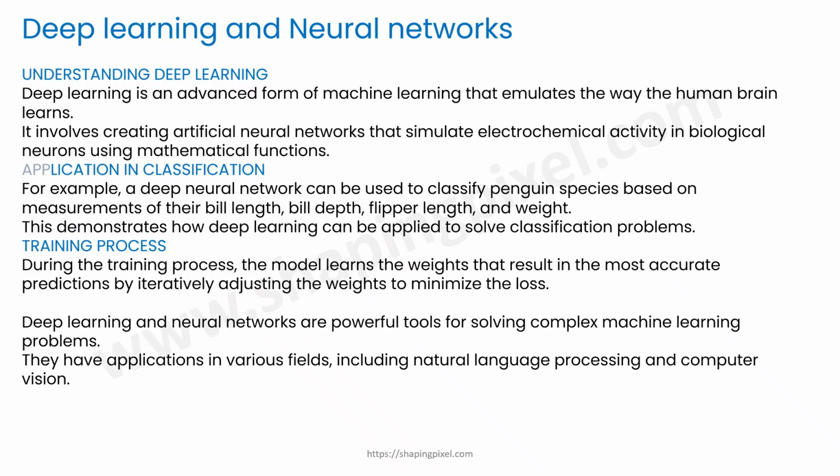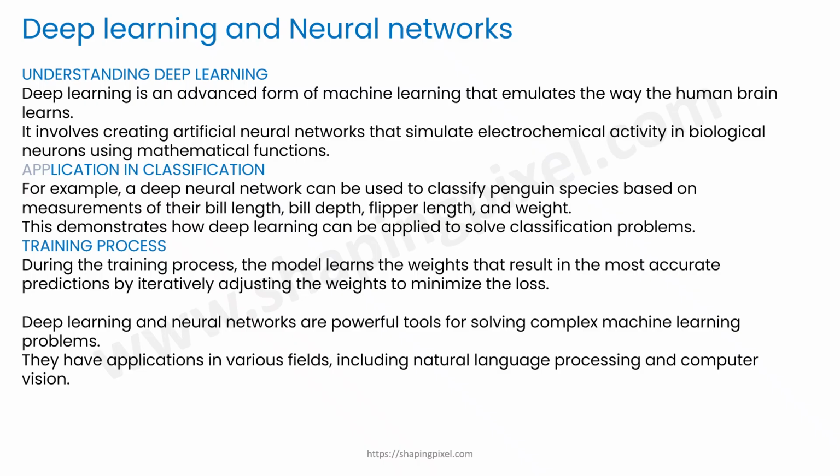Let's dive in and explore the fascinating world of deep neural networks, DNNs. Deep learning is an advanced form of machine learning that emulates the way the human brain learns. It involves creating artificial neural networks that simulate electrochemical activity in biological neurons using mathematical functions. For example, a deep neural network can be used to classify penguin species based on measurements of their bill length, bill depth, flipper length, and weight. This demonstrates how deep learning can be applied to solve classification problems.